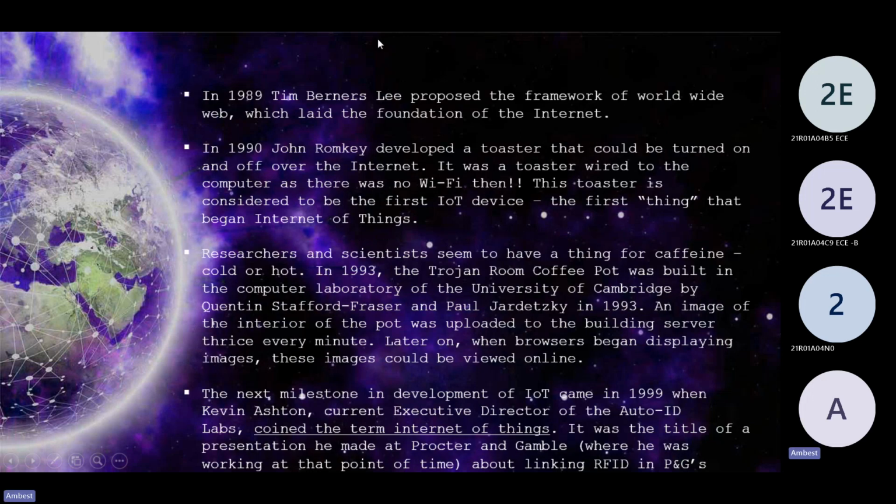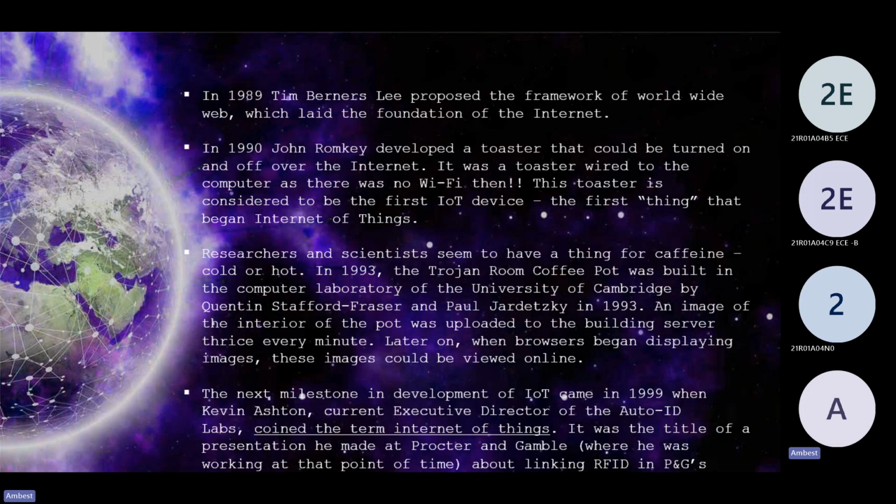milestone, in 1989, Tim Berners-Lee brought the World Wide Web, the foundation of the internet. He brought the internet to a platform with the name World Wide Web. You couldn't connect with me right now without the internet, right? So in 1989, Tim Berners-Lee proposed the framework of the World Wide Web, and you know how far it has come.